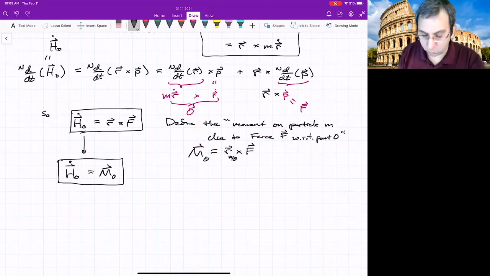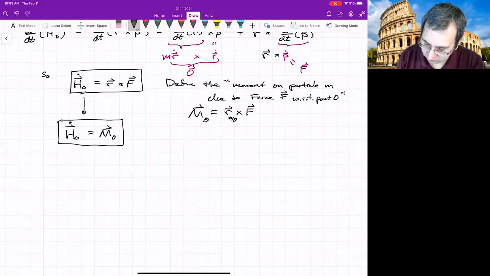So this is going to be a worked example for the pendulum. And hopefully we'll get the same answer we got before when we used Newton's laws. You might wonder, why don't I call this torque?